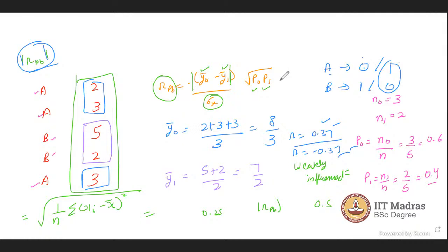We always ask the absolute value for the point biserial correlation coefficient. So the sign doesn't matter.